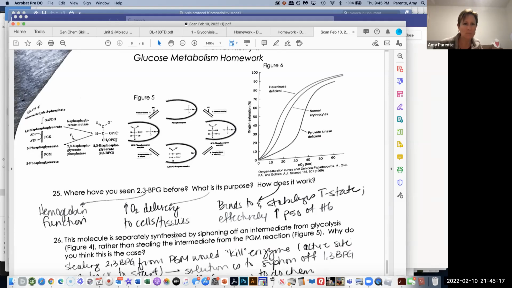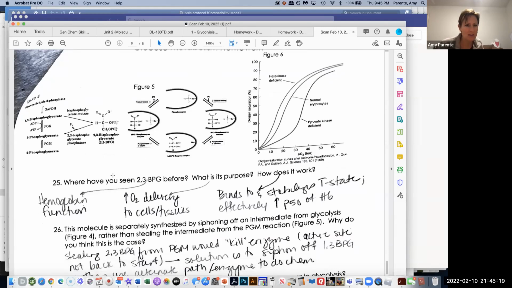Be able to think about what this means. So this molecule 2,3-BPG, where have we seen this guy before? This is responsible for hemoglobin function. Its purpose is to increase oxygen delivery to cells and tissues. How it does that is it favors the T state, right? So it binds to and stabilizes the T state. That effectively increases the P50 of hemoglobin, which means it doesn't hold on to it as tightly, so it's releasing more of it to the tissues.